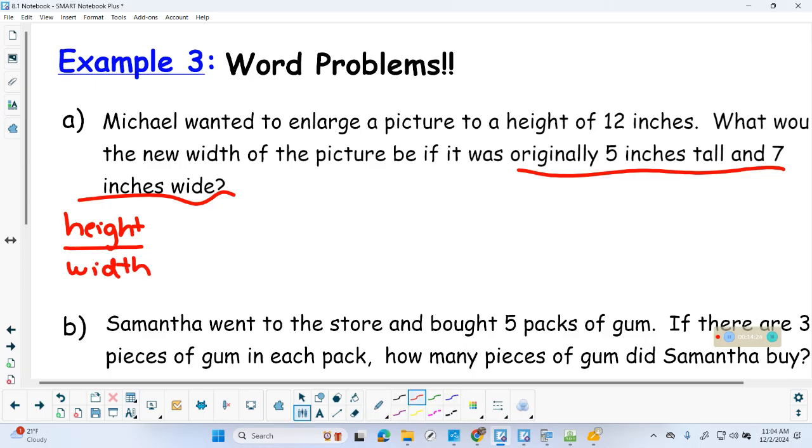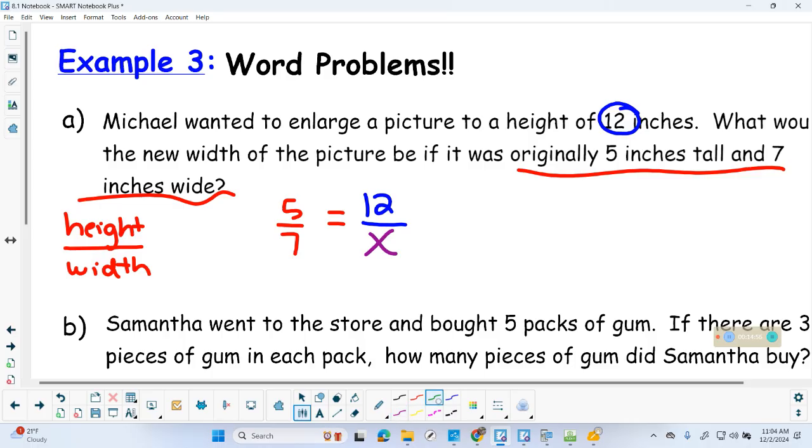So when I set up this original fraction here, because I'm going to make a proportion, am I going to make it 5 over 7 or 7 over 5? And again, you could have it flipped, but you just have to be consistent and have your other one flipped. Now, he wants to enlarge the picture for a height of 12. So are you putting the 12 on the new fraction on the top or the bottom? Top, because that's where we put height. And it wants you to figure out the width. So I'm going to put that as my variable.